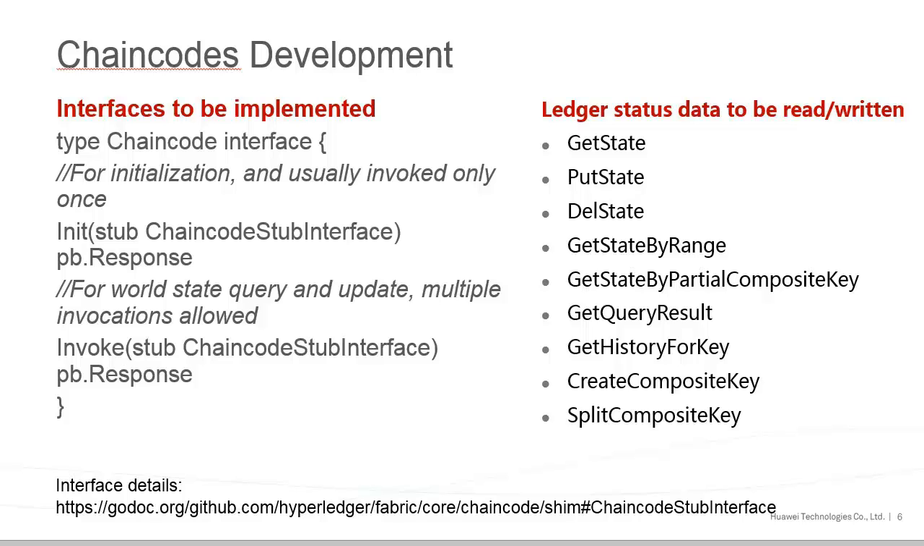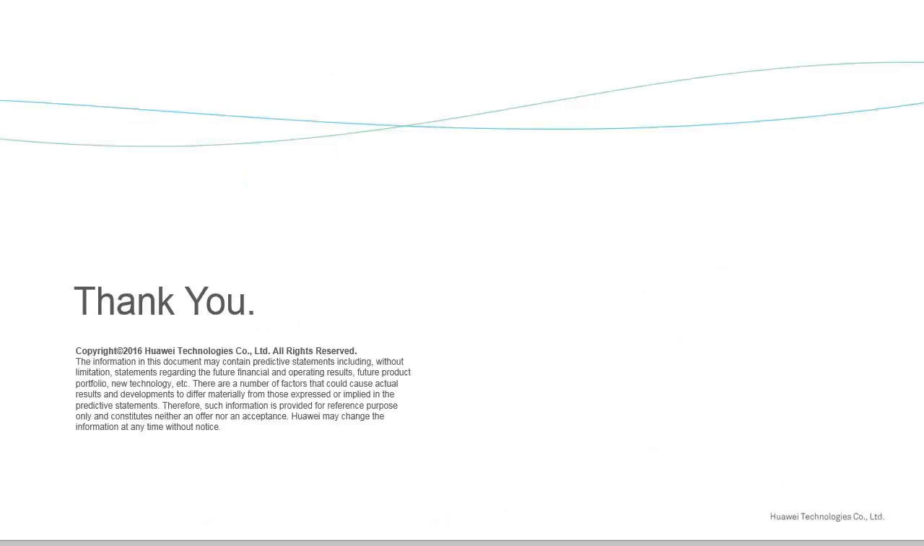Here are some standard operations on ledger data, including obtaining, updating, and deleting statuses, and complex query of statuses. You can find more details on this in the BCS API reference on the HUAWEI Cloud official website. We have provided a sample code for your reference. You can use code like this to implement chain codes.